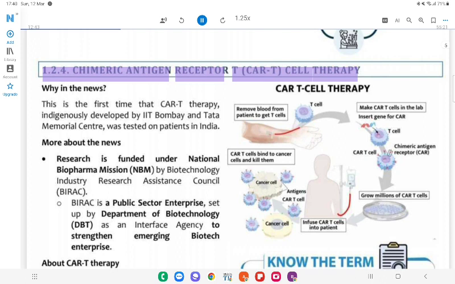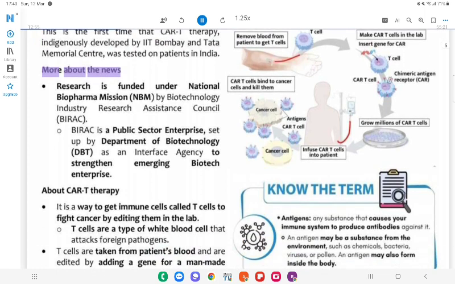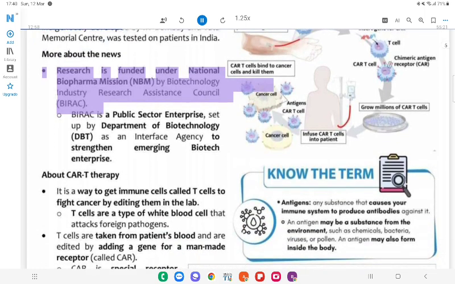1.2.4. Chimeric antigen receptor CAR T cell therapy. Why in the news? This is the first time that CAR T therapy, indigenously developed by IIT Bombay and Tata Memorial Centre, was tested on patients in India. More about the news: research is funded under the National Biopharma Mission NBM by the Biotechnology Industry Research Assistance Council BIRAC.